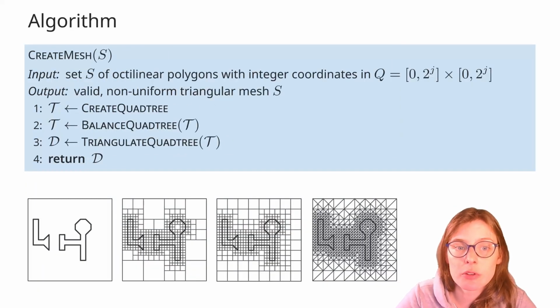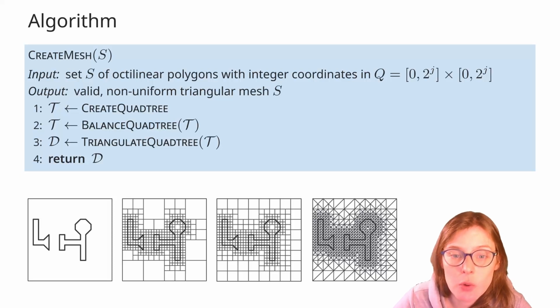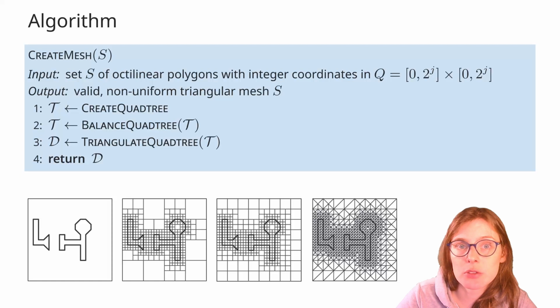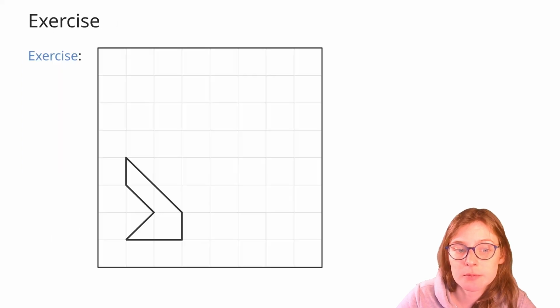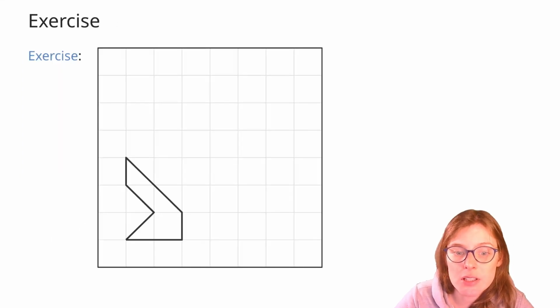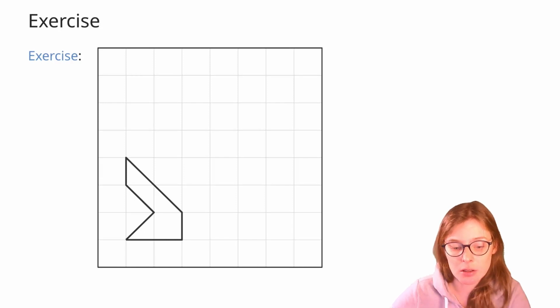the algorithm to create a mesh starting with a set of octilinear polygons in the square with integer coordinates, we do the following. First, we create a quadtree on the input. We balance this quadtree, and finally we triangulate the balanced quadtree. Build a quadtree for this input polygon in the square, balance it, and then build a triangulation.